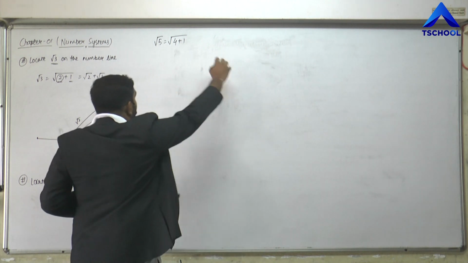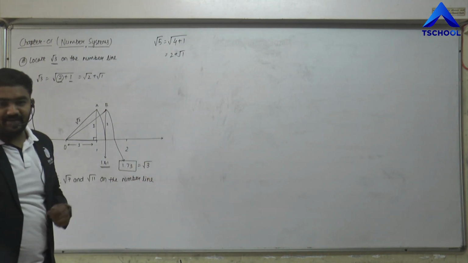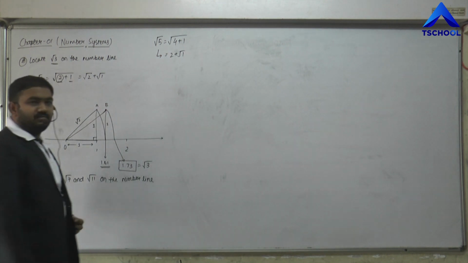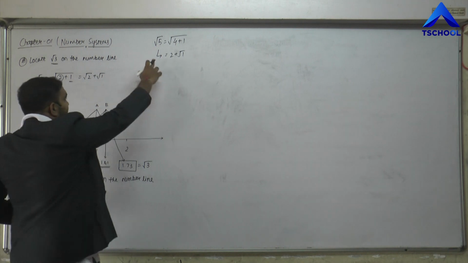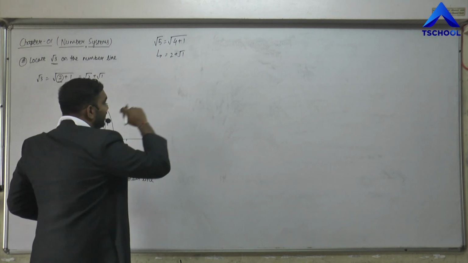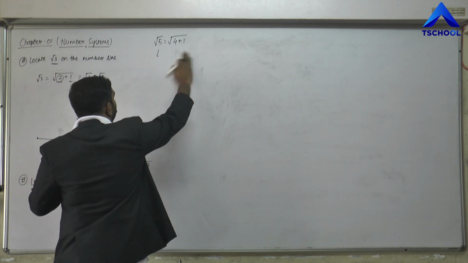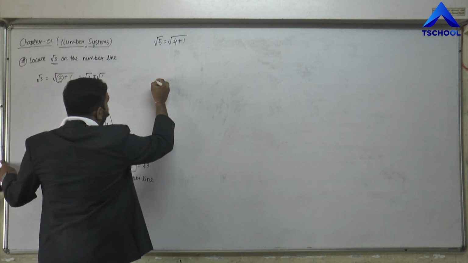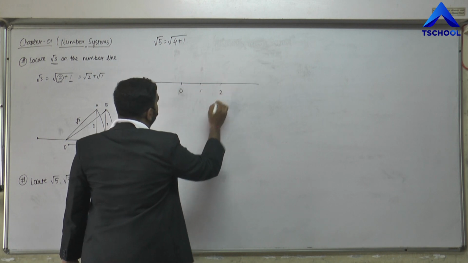How is it? Because this can be written as 2 plus root 1. It cannot be, but we are going to write it like that. So that is root 5. It is 2 plus root 1 because root 5 occurs after root 4 and root 4 is equal to 2. So root 5 is root 4 plus 1, that can be written in our sense as 2 plus root 1, right? Now first of all you are going to locate 2 here on the number line. That means 0, 1 and 2.